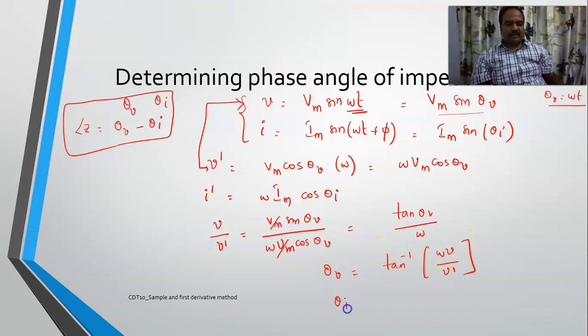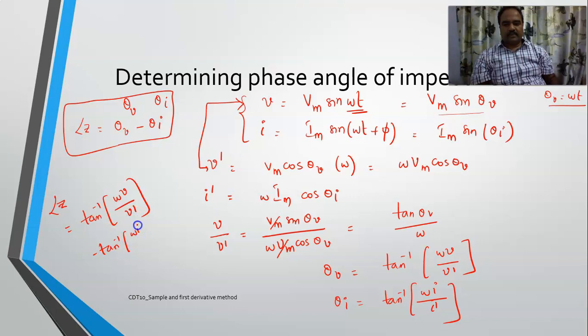Similarly, what is theta I? Theta I, I'll get tan inverse of omega I by I dash. So from this, what I'll get, angle Z is equal to, very simple, tan inverse of omega V by V dash minus tan inverse of omega I by I dash. So V and I are the samples, whereas V dash and I dash are the first derivatives. So if I know the samples and also the first derivatives of the signal, then automatically I can determine the peak values of the signals. I can determine the magnitude of impedance, and also the phase angle of the impedance.